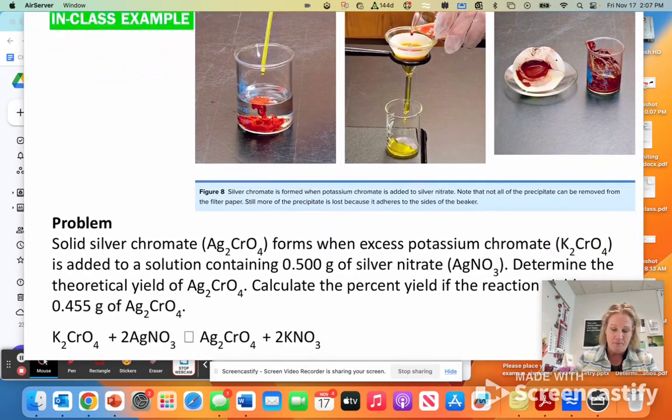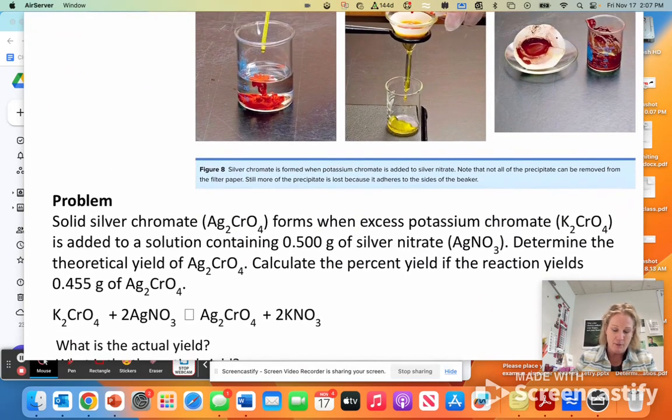So here is an example that we can do. Silver chromate forms when an excess of potassium chromate is added to a solution. When you're doing a problem like this and they say excess, that means you can ignore that. That's your excess reactant, and you can assume that your given amount of the other reactant is your limiting reactant. So when you see that, it just means it's not a limiting reactant problem, and you can just use the beginning amount of that reactant. So we're going to determine the theoretical yield of the reaction.